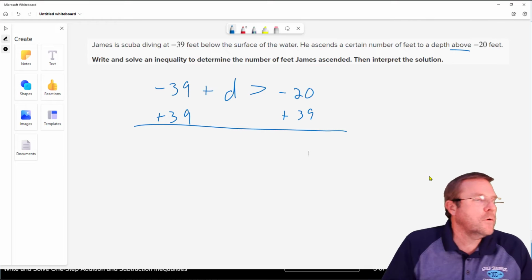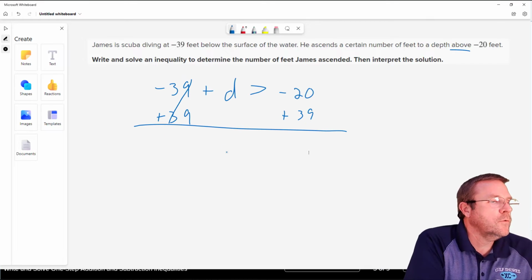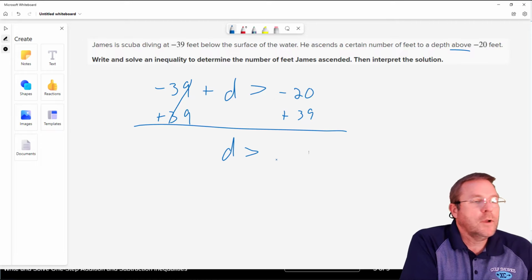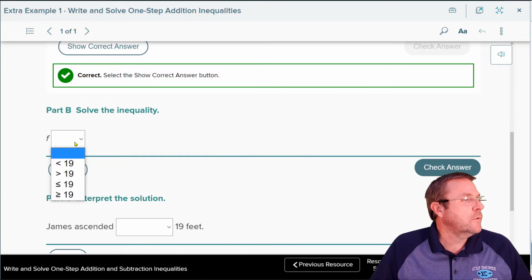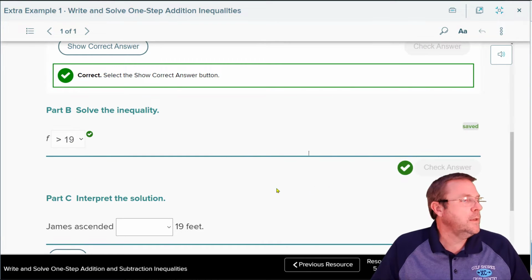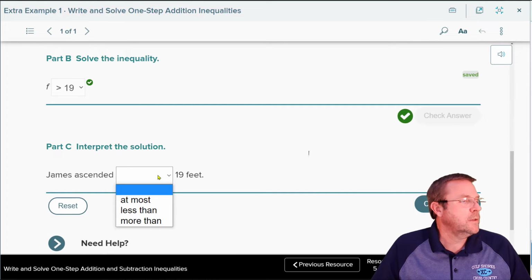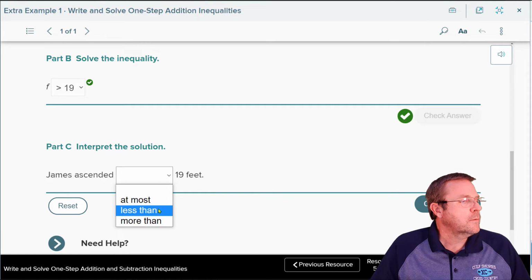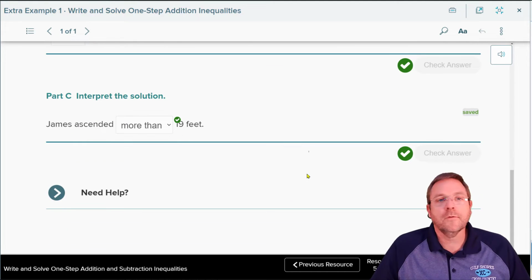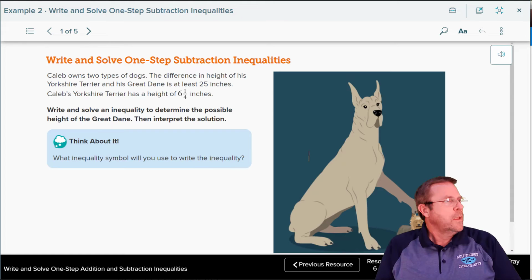All right, now we're going to solve our inequality. So I'm going to zero those out, which means D is going to be greater than. Signs are different. Find the difference with the sign from the larger number going in front of your answer. So D is going to be greater than 19. Now the next part: how far did he ascend? If it's greater than 19, that means he ascended at least 19 or more than 19 for our answer there. That's all there is to doing it.